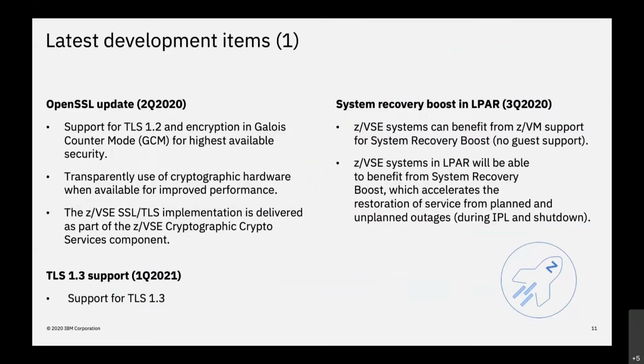We start with OpenSSL. There we did some improvements during the last year. It started with the update in the second quarter last year and is now finalized with the update from the first quarter this year. So now we support TLS 1.3 in Galois counter mode for highest available security. And because we are on IBM Z, we use the cryptographic hardware for improved performance transparently.